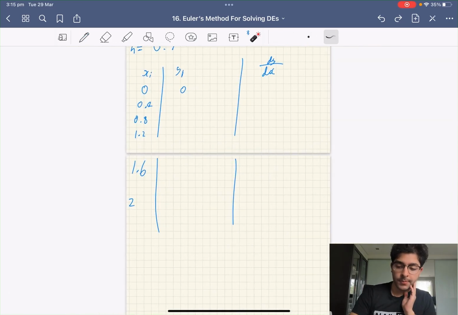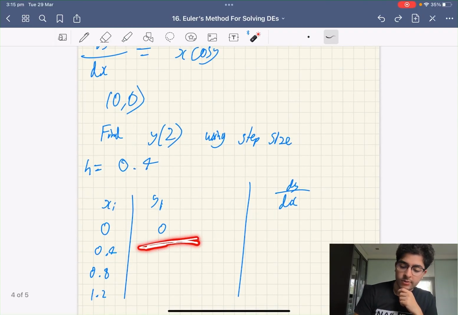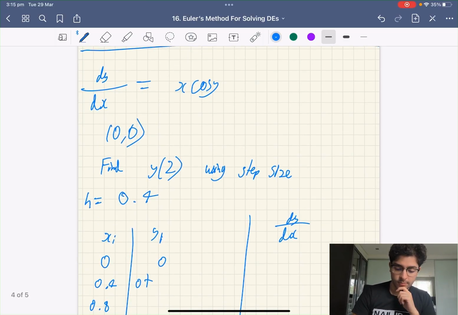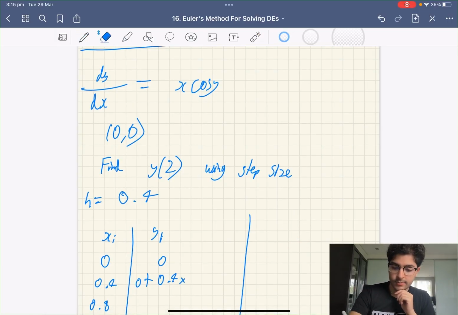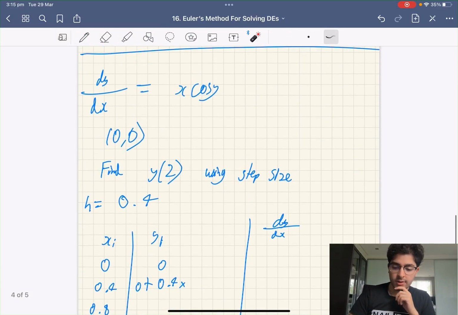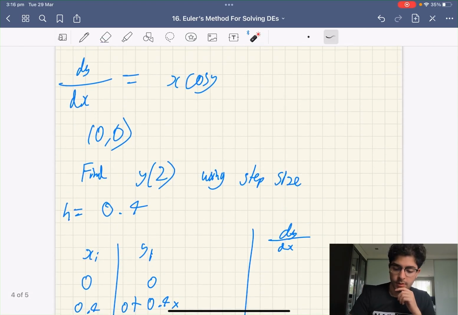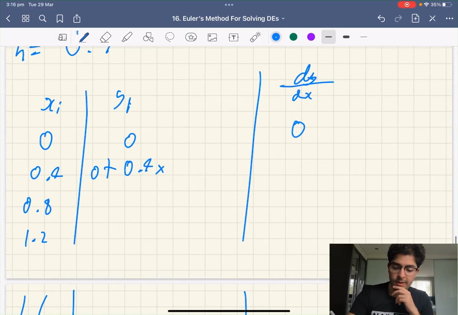So now that we have all of our x coordinates done, we need to work out our y coordinates. Let's go back to our fundamental idea. We know that the subsequent y point is going to be the previous one, so 0, plus the step size, 0.4, times the differential equation of the previous point. We haven't written that down yet, so let's write that down. For the first differential equation, we sub in 0 and 0, so 0 cosine 0 is 0. So it's 0 plus 0.4 times 0, which is 0.